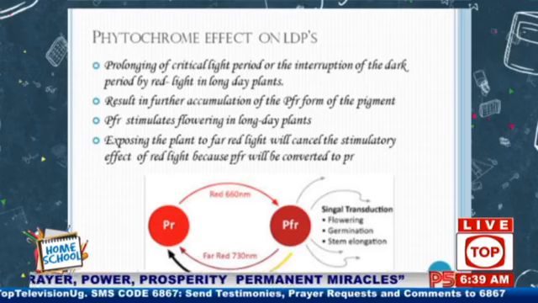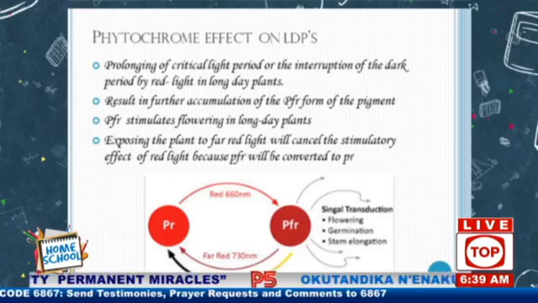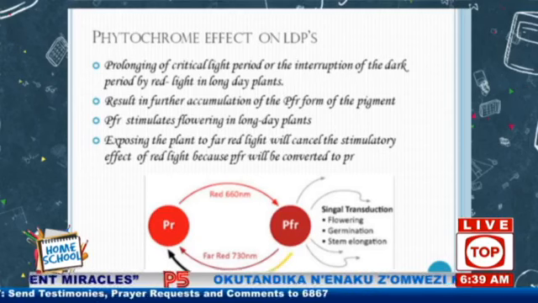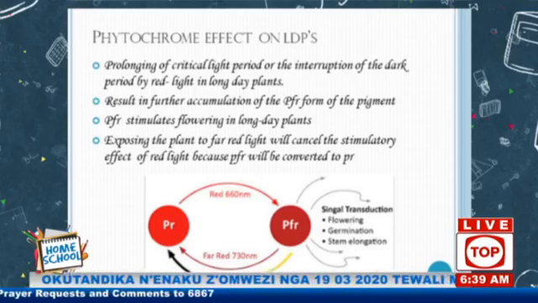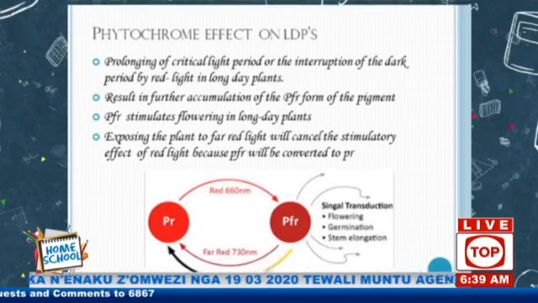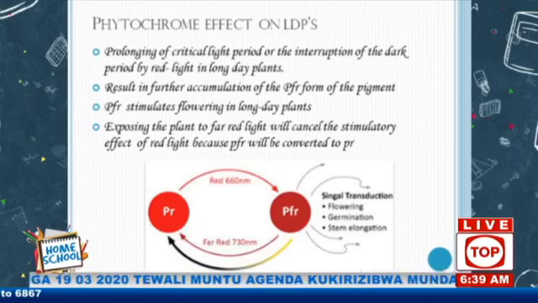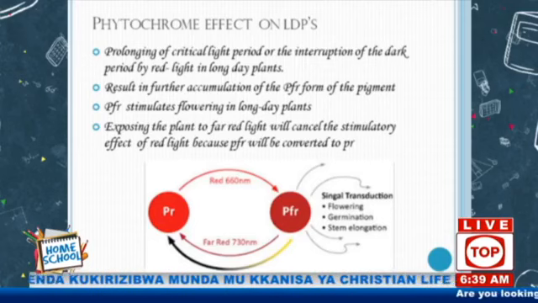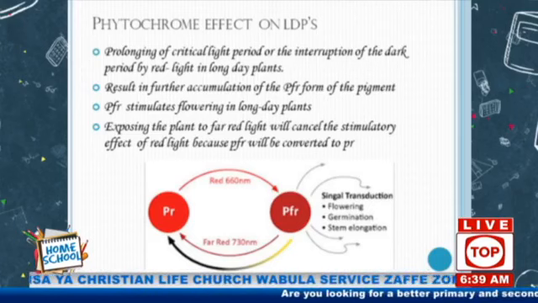So we are saying that prolonging the critical light period, or interrupting the dark period with red light, in long day plants stimulates flowering. Why? Because it results in the further accumulation of phytochrome far red. Long day plants depend on a large concentration of phytochrome far red to be able to flower. That is why the more red light they have, the more flowering will happen, because there is going to be a larger accumulation of phytochrome far red.